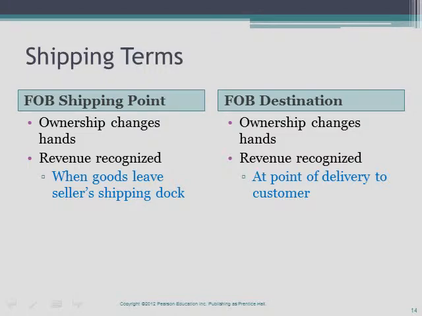The proper time to recognize sales revenue is when ownership of goods changes hands between the seller and the buyer. This point is determined by the shipping terms in the sales contract. When goods are shipped FOB, or free on board shipping point, ownership changes hands and revenue is recognized at the point when the goods leave the seller's shipping dock. When goods are shipped free on board or FOB destination, ownership changes hands and revenue is recognized at the point of delivery to the customer.